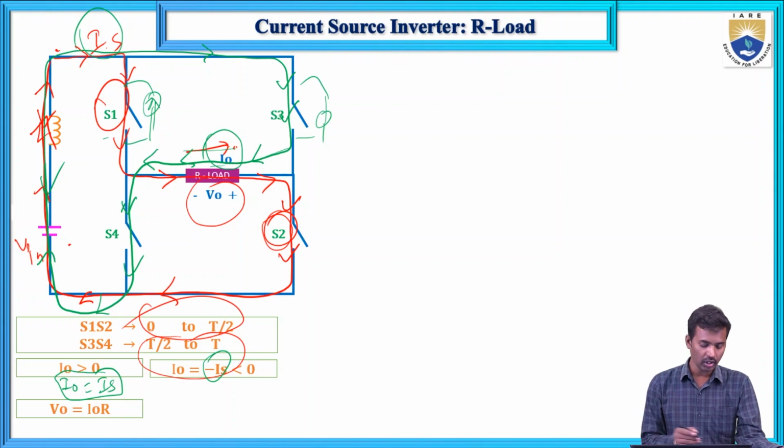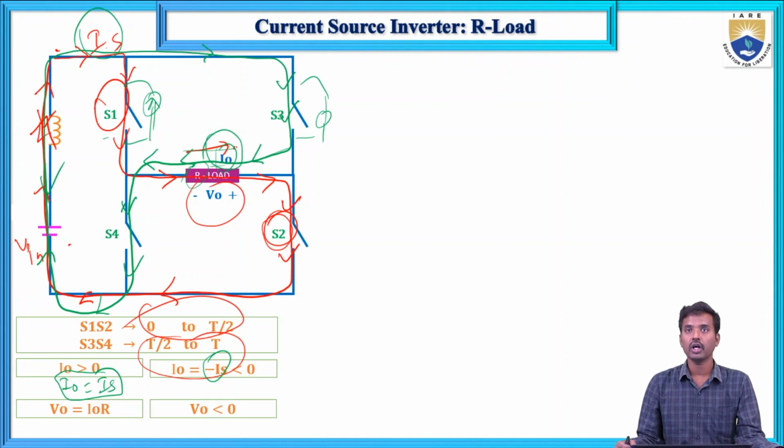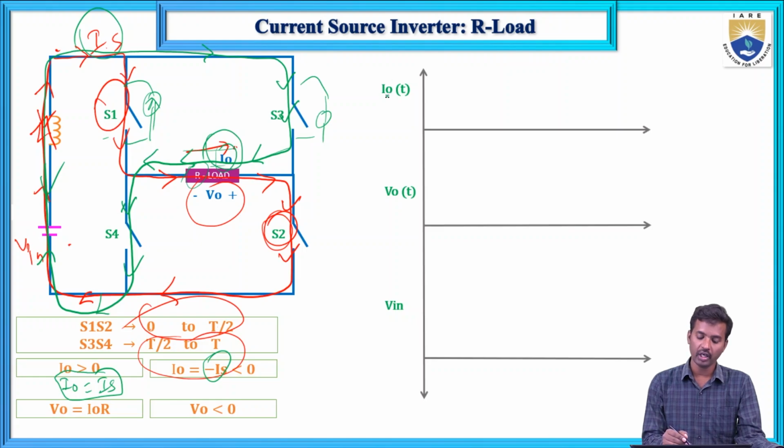because of that reason, a current source does not require any feedback diodes. So now here the output voltage equals I0 into the resistance R, that equals V0 into IR. Here V0 is negative. During 0 to T/2, the output voltage is positive, and from T/2 to T the output voltage is negative.